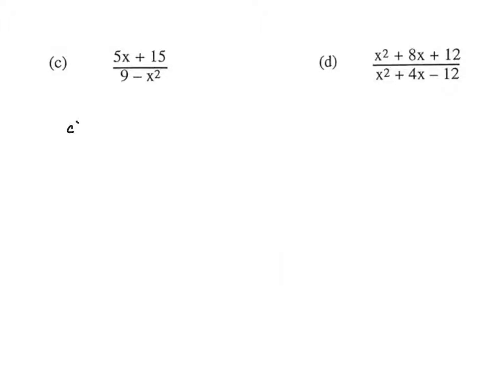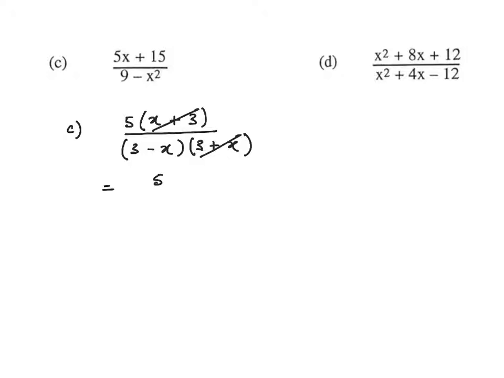Part C, common factor on top, difference of squares on the bottom, and x plus 3 and 3 plus x are the same, so these two cancel and we're left with 5 over 3 minus x.